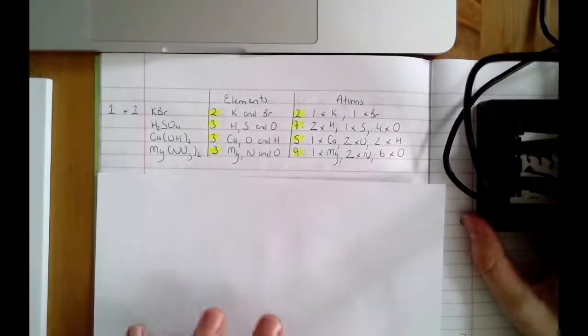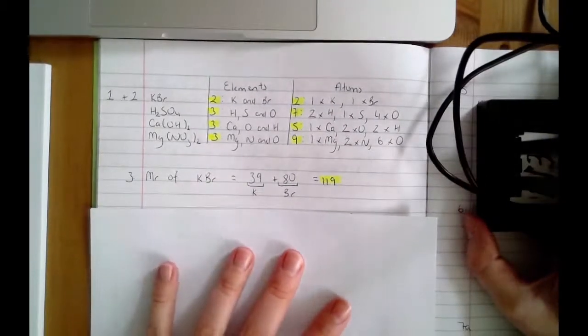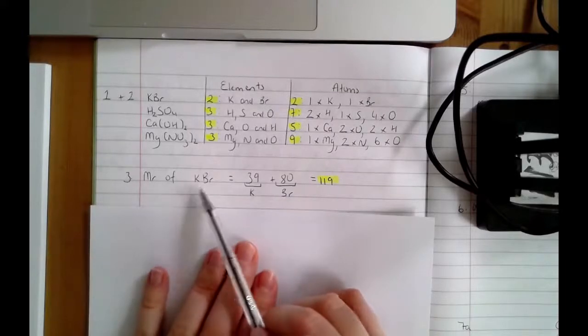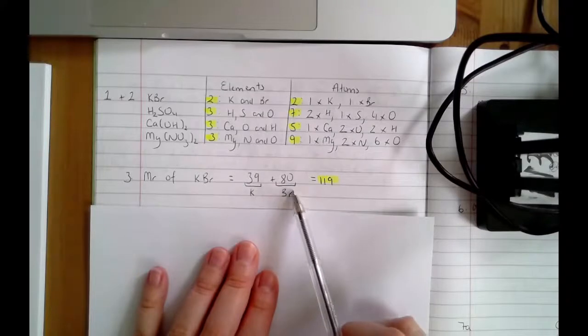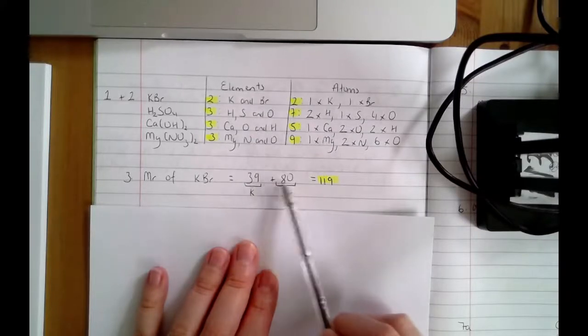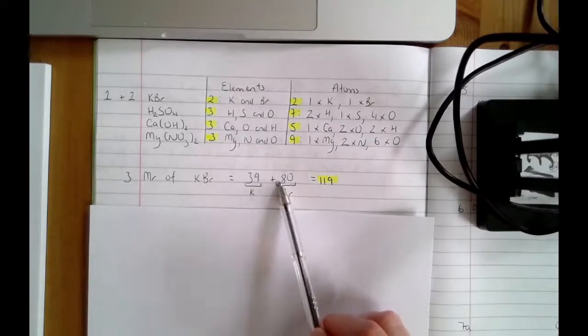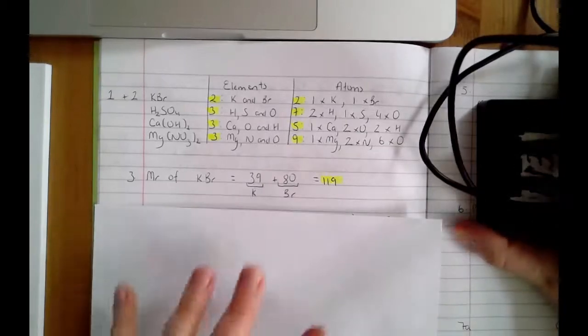In the next question, you are asked to calculate relative formula mass using the same formulas. Relative formula mass, you take the mass of each atom and you add it together. So in potassium bromide, we've got 1 potassium with a mass of 39, 1 bromine with a mass of 80. I add those 2 together and I get 119. These numbers were provided to you in the question, and that usually is the way. If they were not provided to you, you would find them on the periodic table. The mass is the bigger of the 2 numbers on the periodic table.